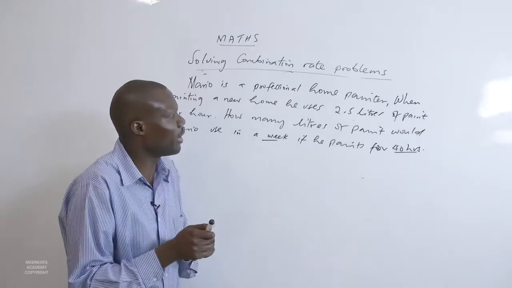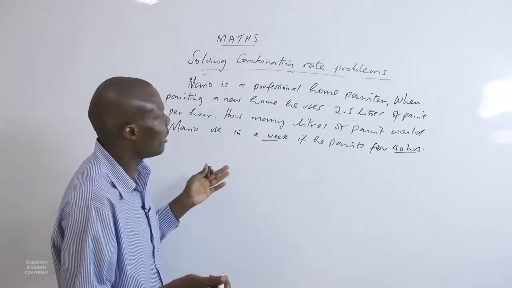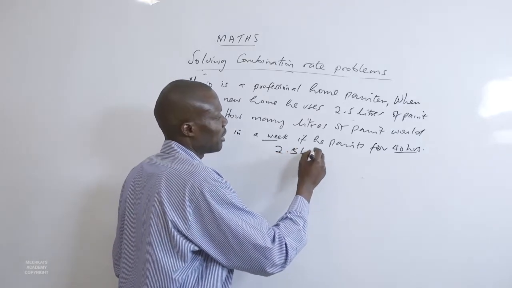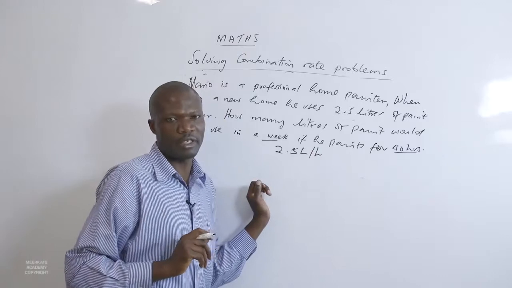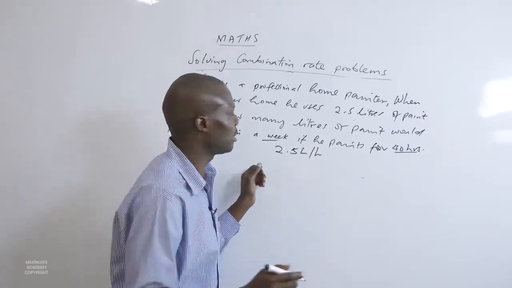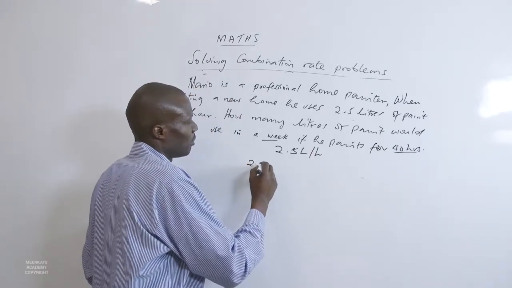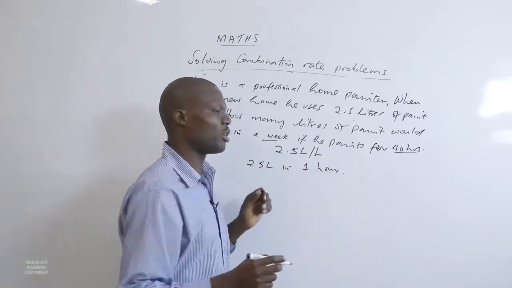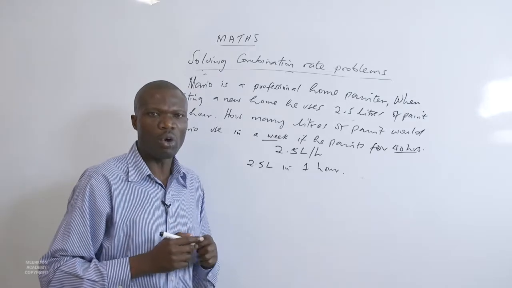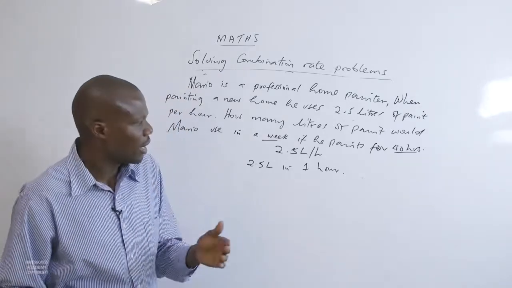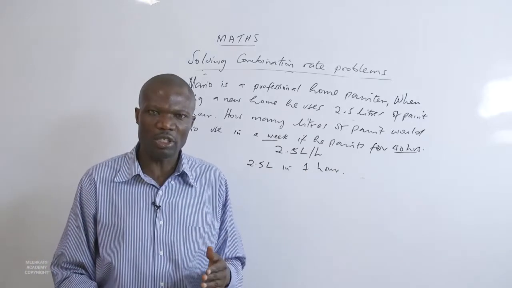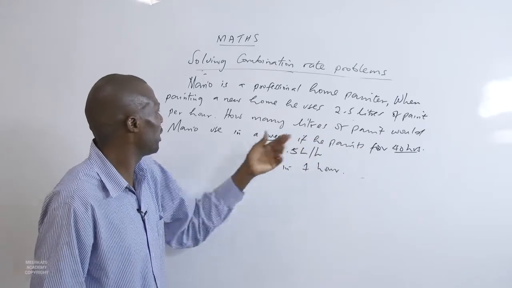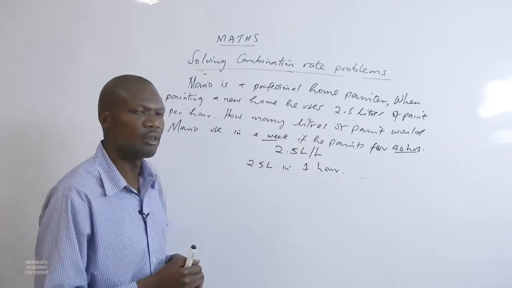So we start by looking at the rate that we have. The rate that we have per hour is 2.5 liters per hour. That is our rate, which means 2.5 liters in 1 hour. Now, in a week, he works for 40 hours. So they are asking us to find the liters of paint he uses in a week.